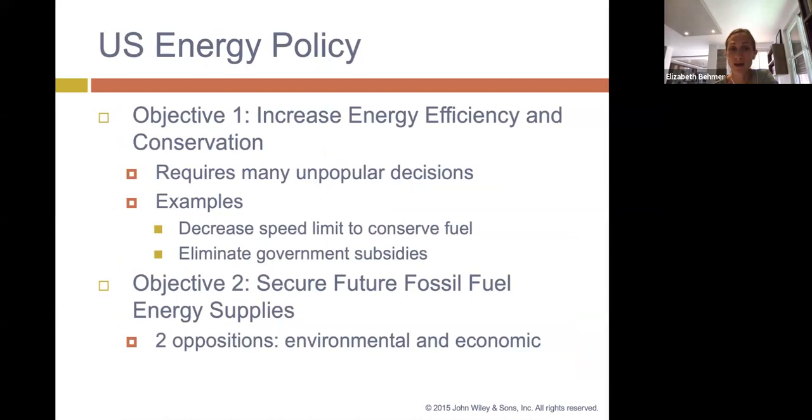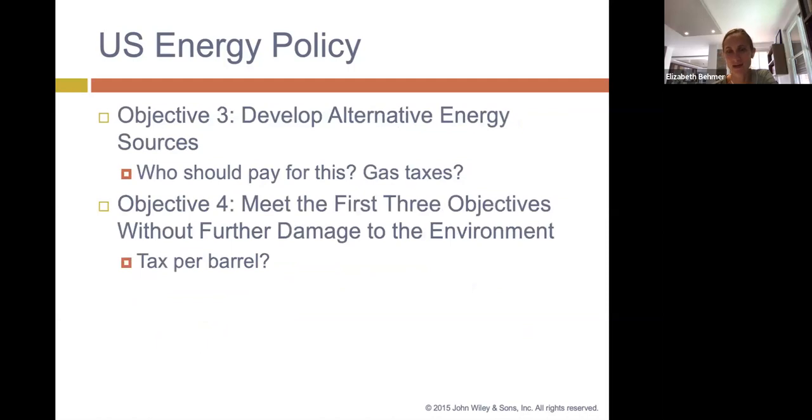So the US energy policy objective 1 is to increase energy efficiency and conservation. This requires many unpopular decisions, for example, decreasing the speed limit to conserve fuel or eliminating government subsidies. And objective 2 is to secure future fossil fuel energy supplies, but there are two oppositions to this: environmental and economic. Objective 3 then is to develop alternative energy sources, but who should pay for this? Gas taxes. And objective 4 is to meet the first 3 objectives without further damage to the environment. So do we tax per oil barrel?